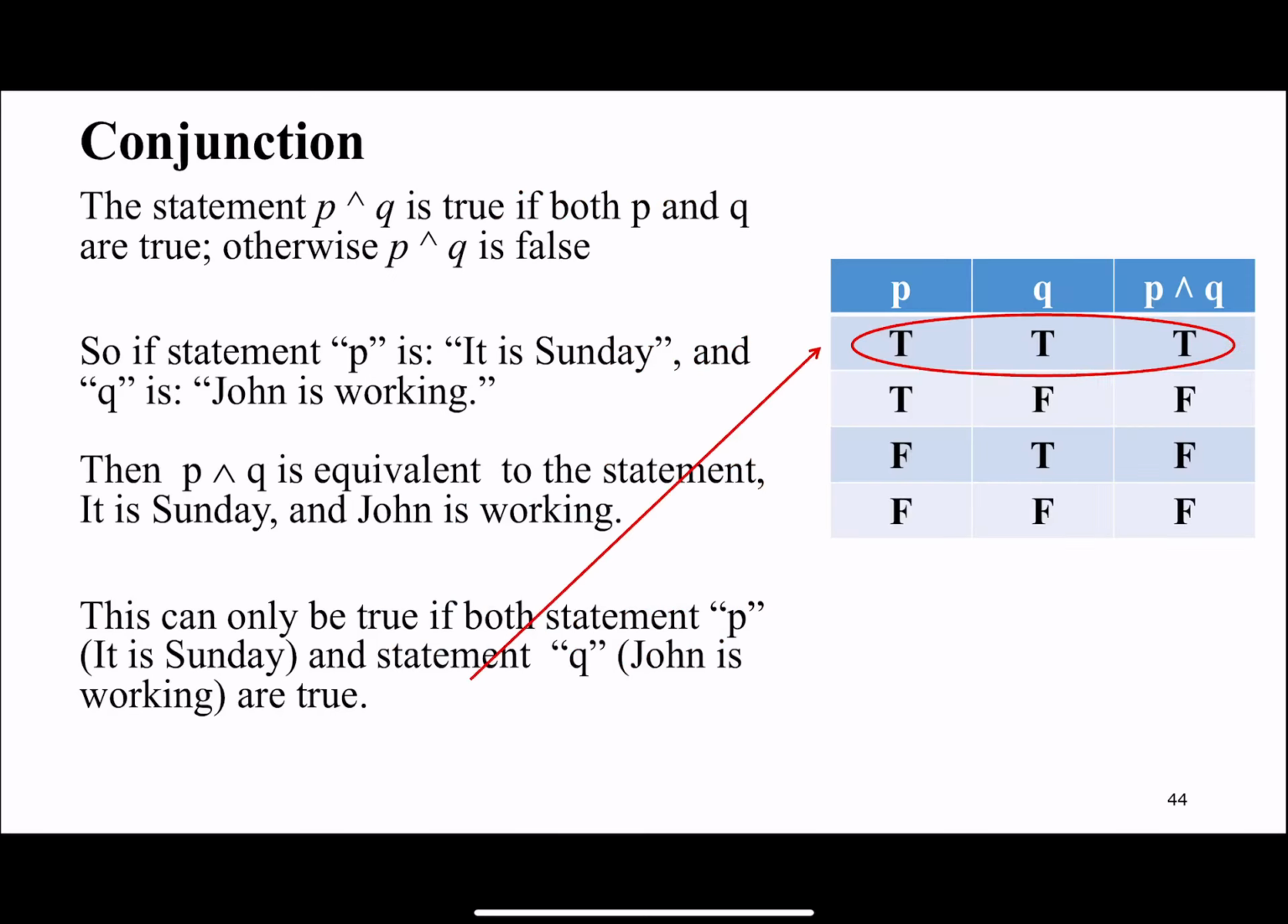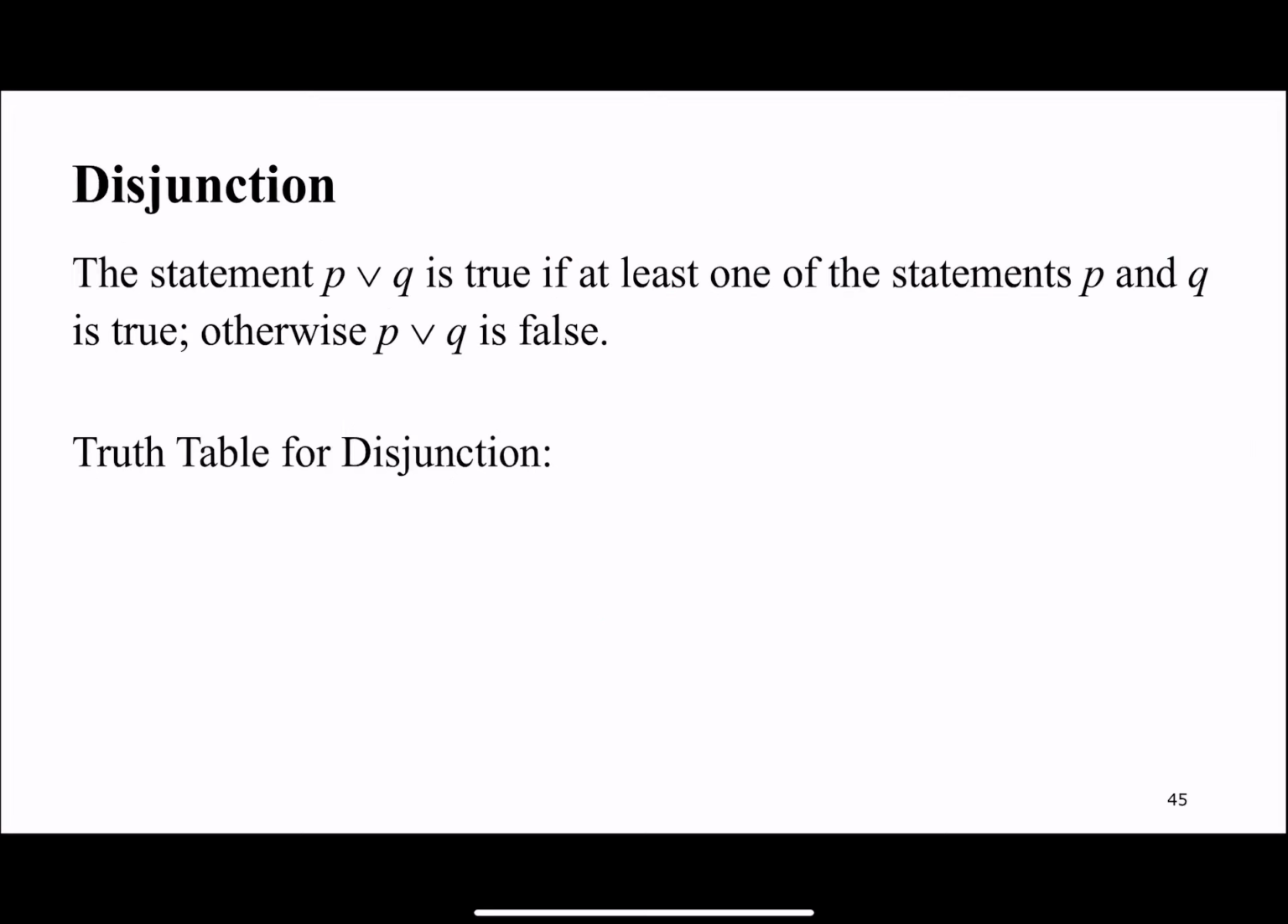Okay? So here we go. Both P and Q are true, then P and Q is true. Right? For example, I tell you it's Sunday and John is working. Okay, it's Sunday is P, John is working is Q. It's Sunday and John is working is P and Q. Well, P and Q is true when both P and Q are true. If it's Sunday is true, and John is working is also true, then P and Q, Sunday and John is working, is true.